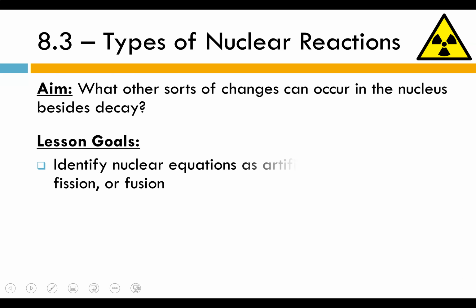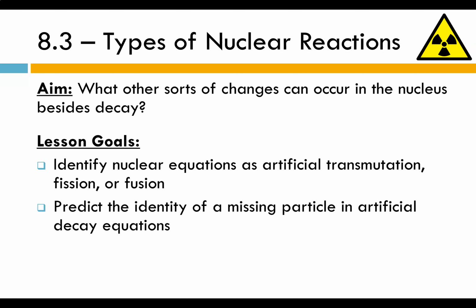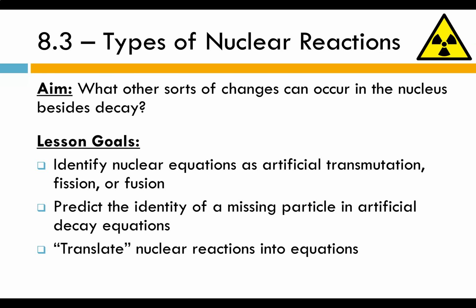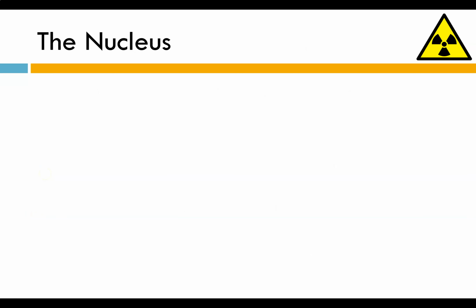Goals for today's lesson include identifying nuclear equations as artificial transmutations, fissions, or fusions. We'll be able to predict the identity of a missing particle in an artificial decay equation. And kind of a more advanced thing to do, we're going to be able to translate nuclear reactions into equations. So basically, I'll give you a sentence, and you're going to turn it into a nuclear equation. Probably the big one for today is identifying missing particles. All right, let's get started.